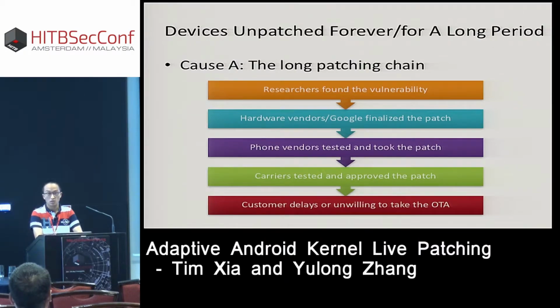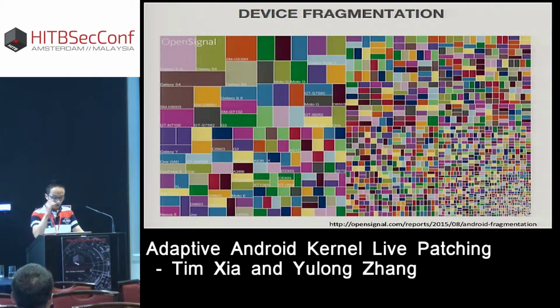But for customers, even if they receive the OTA, they may not click the button and update the device in time. In this long patching chain, each party may belong to a different company and have their own interests, so the patching time window is quite long. Another problem is device fragmentation. This picture is taken from opensignal.com. You can see there are so many vendors and so many phone models out there. If there is a problem in the kernel, you have to deal with so many models and port the patches to all of them. This is tedious work.